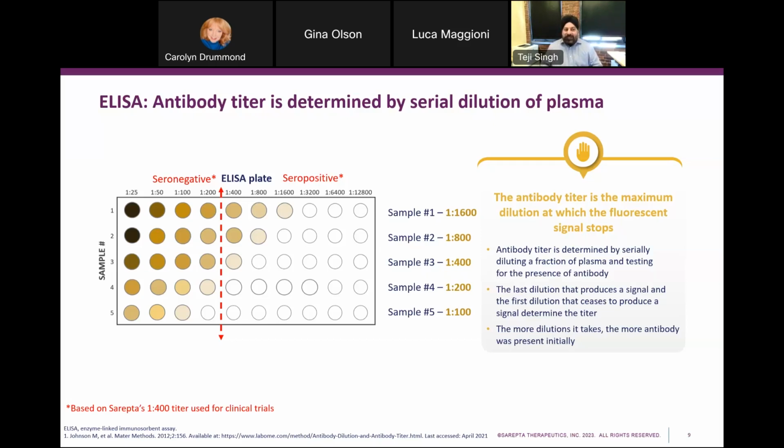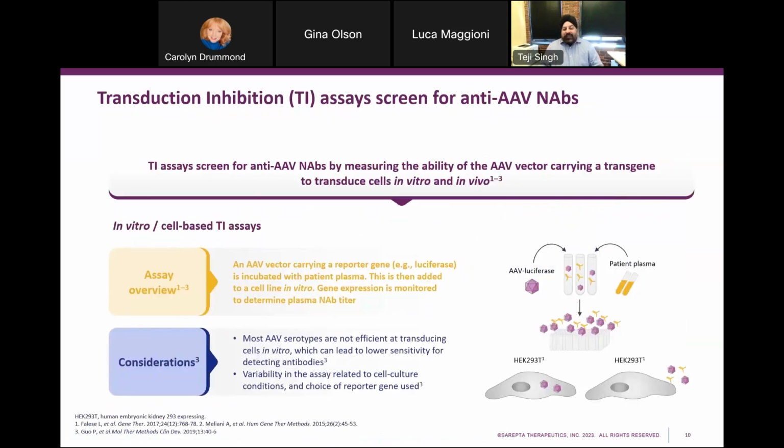Individual assays will have different cutoffs determined by what was found in their preclinical and clinical program. So 1 in 400 for RA74 is not the same as a titer for an AAV9 or an AAV8. It would be determined specifically by the assay for that particular program. That is for an ELISA to look for total binding antibodies.